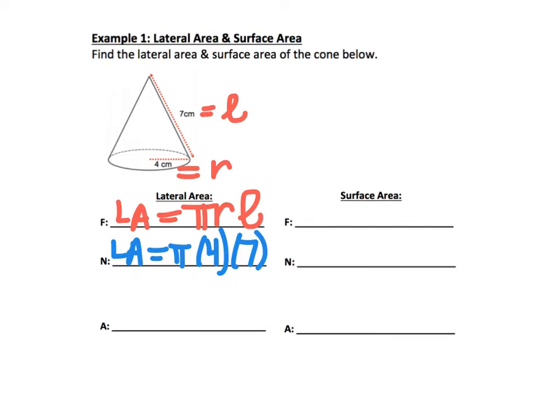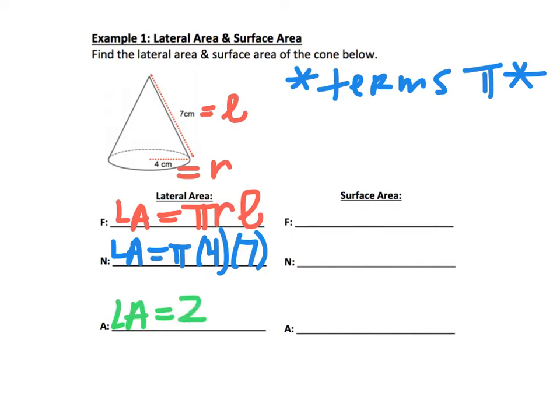We'll leave this one in terms of pi, and then the next one will actually multiply. So if I do that, we're going to do 4 times 7. That gives me 28. So my lateral area would be 28 pi. And then we're talking lateral area, so my units are going to be centimeters squared. Again, anything with area has units that are squared.